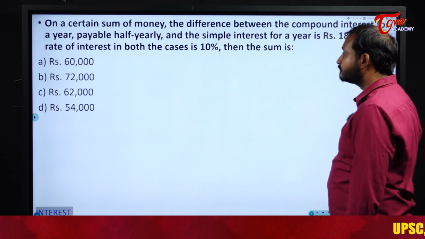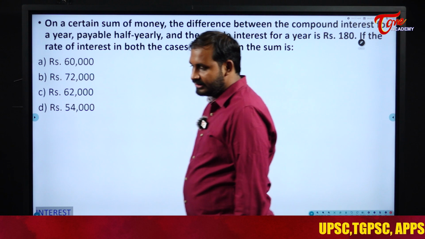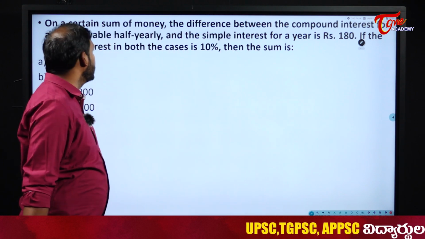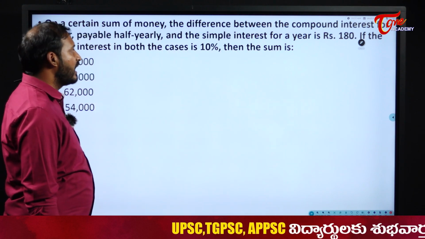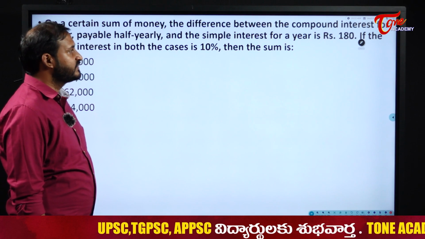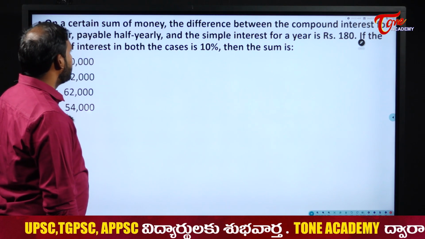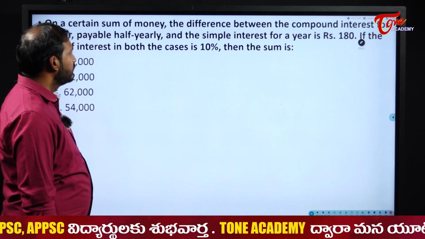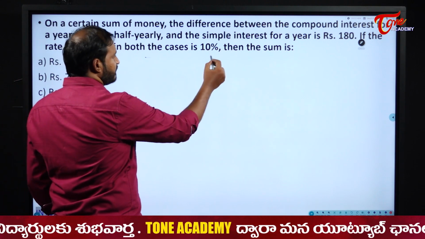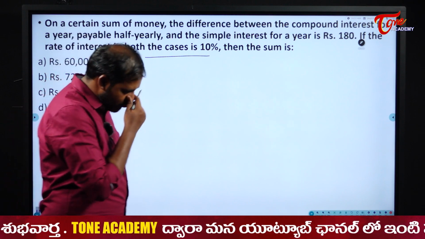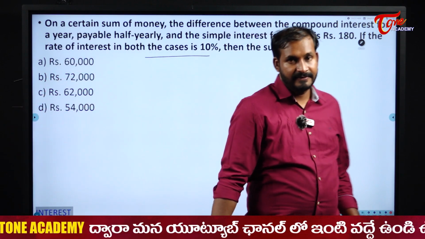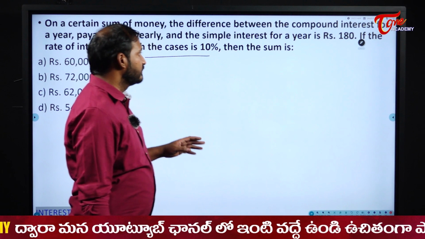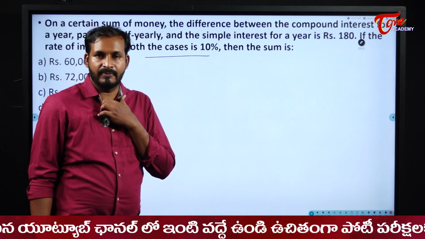Next one. On a certain sum of money, the difference between the compound interest for a year payable half yearly and the simple interest for a year is 180. If the rate of interest in both the cases is 10%, then the sum is. Okay students. See here students. What they are telling? The same thing. For 1 year they given. Similar to our previous case.